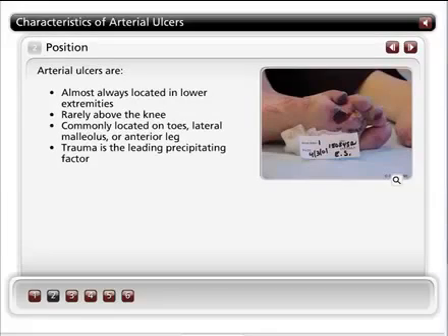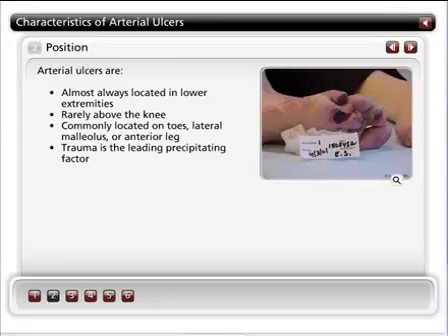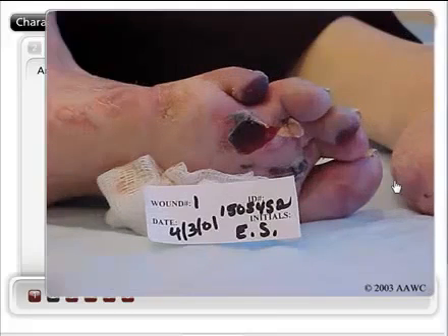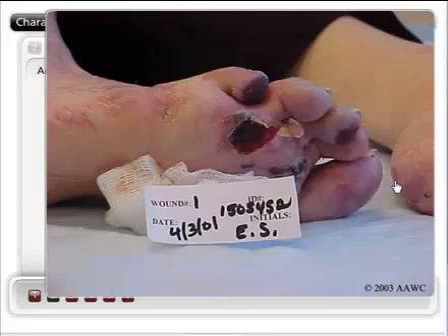Arterial ulcers are almost always located in the lower extremities, because of the increased distance blood must travel to reach those areas. Arterial insufficiency ulcers are commonly located on the toes, either dorsally or distally. Trauma is a leading precipitating factor in arterial ulcer development, so potential causes of trauma should be assessed for ulcers located in unusual positions.